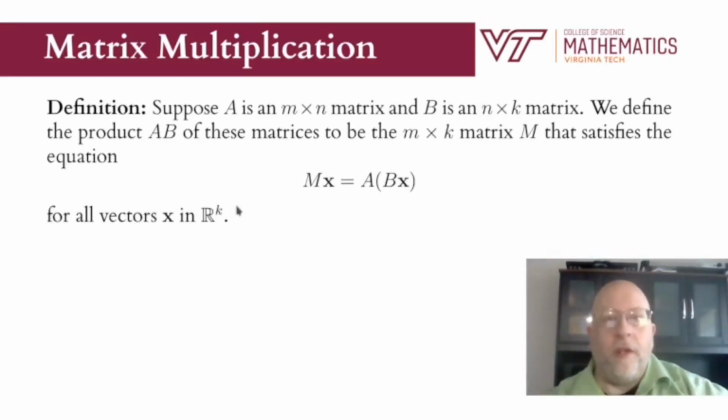We're going to define the product of two matrices here. We're going to say that A is an m by n matrix and B is an n by k matrix. For reasons that will make sense in a moment, we require that the number of columns in A and the number of rows in B have to be the same. So the number of columns in A equals the number of rows in B.